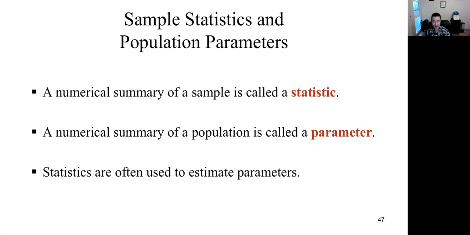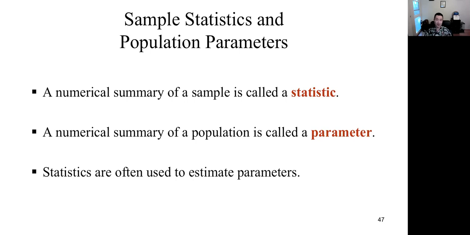Sample statistics and population parameters. Last time we talked about what a sample is and what a population is. For example, we want to know the diameter of the last 1,000 rods. So the engineer takes a sample of 50. In that case, the population is 1,000 and the sample is 50.